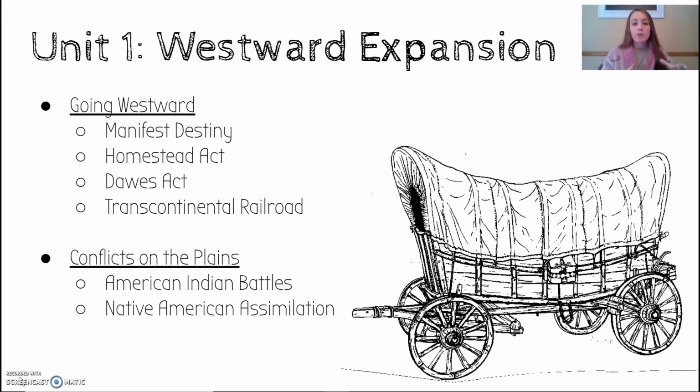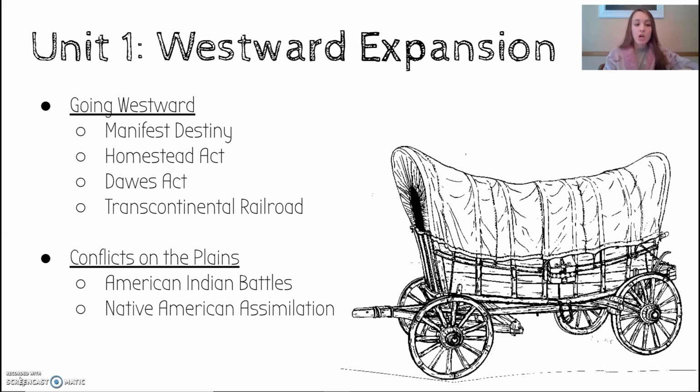The Transcontinental Railroad was another way that encouraged people to go west. This was the railroad that connected the East and the West. The two railroad companies were working from either side of the continent, bridging that gap. When those two railroads met in the middle and formed this railroad that crossed the plains, it was even easier and more efficient for people to move west. And so that was the Transcontinental Railroad.